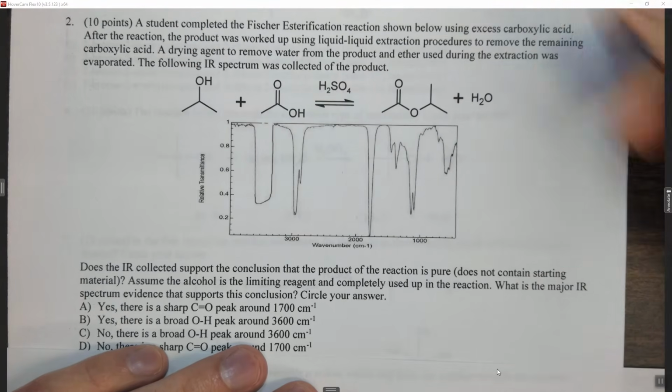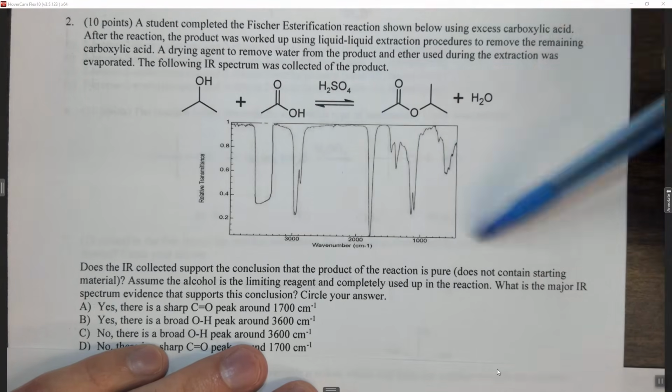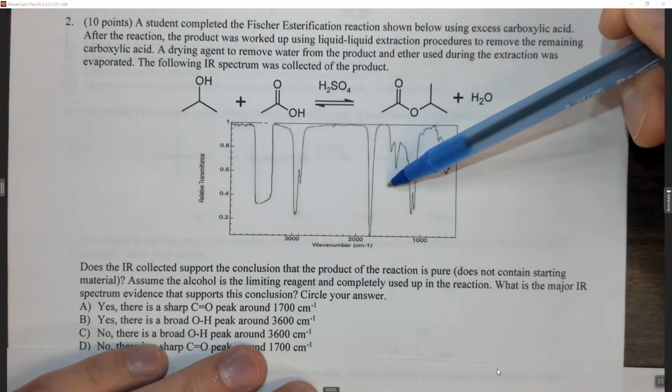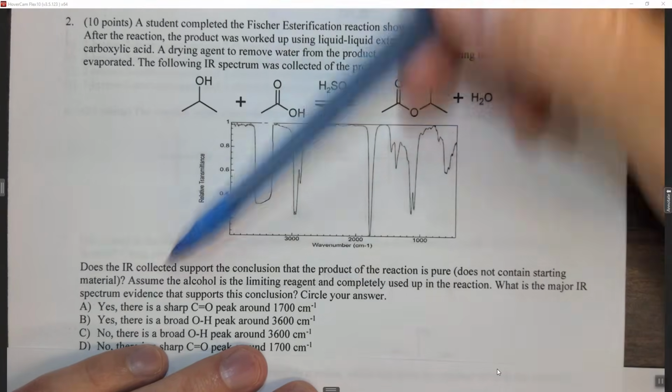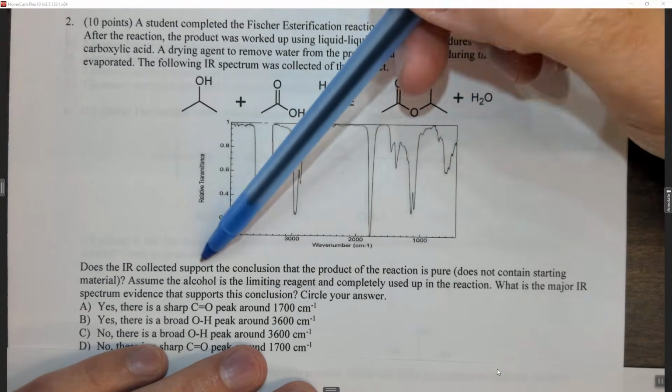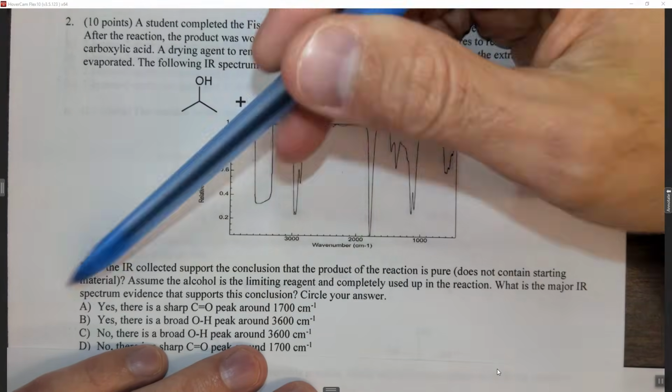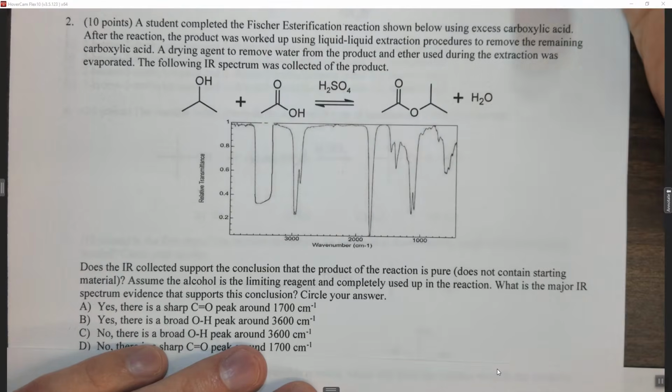So what we need to look at is the different distinguishing peaks of this IR spectrum, and what it asks us is, does the IR collected support the conclusion that the product of the reaction is pure, i.e. it doesn't contain starting material.